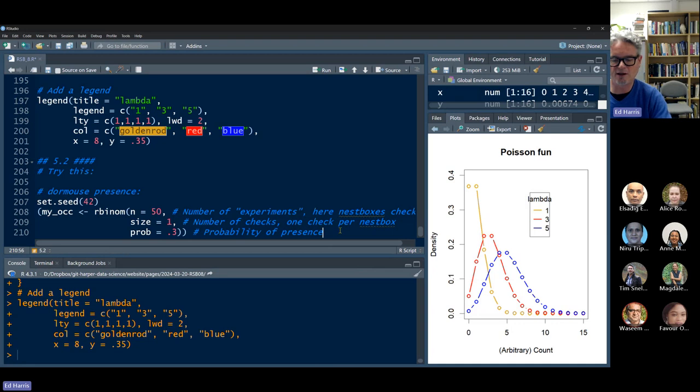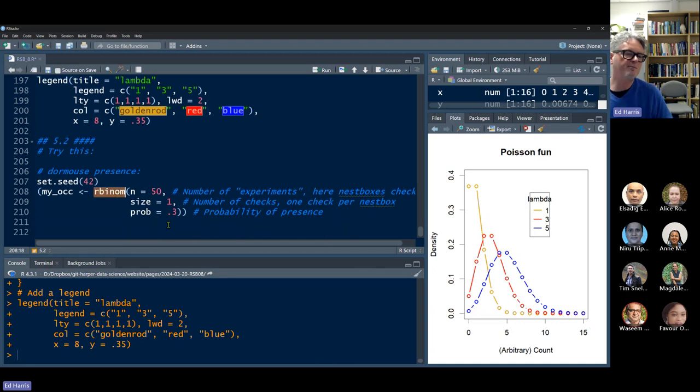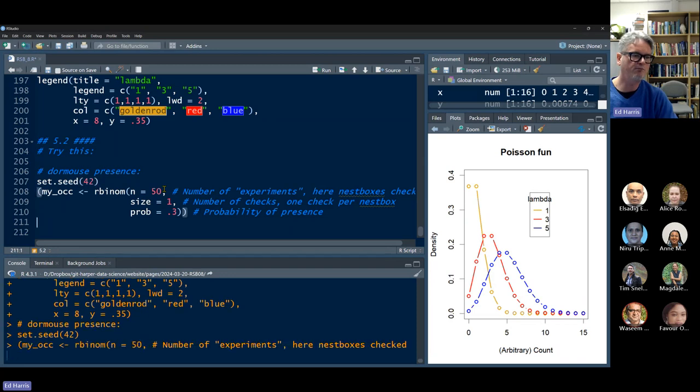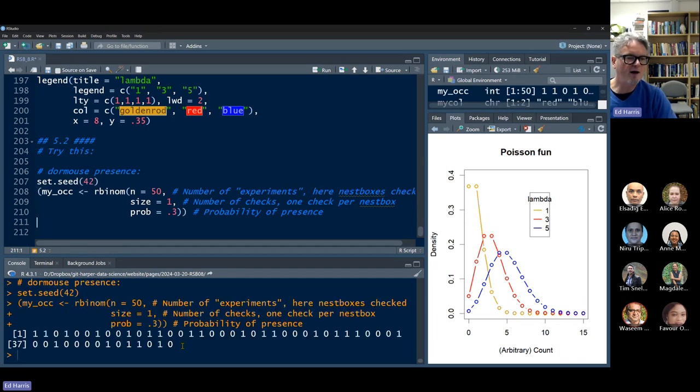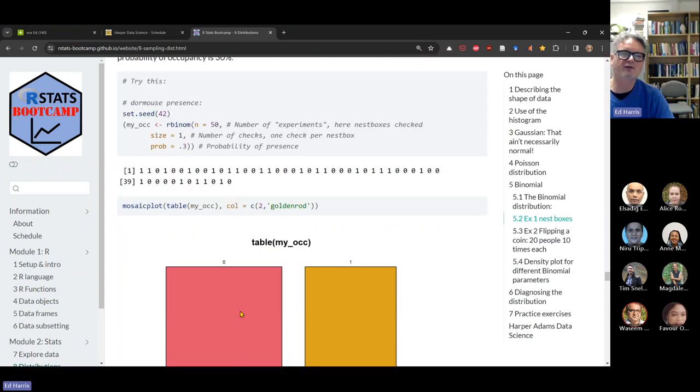So what this is doing is making a random binomial number. Here, we're doing 50 observations. Each observation is just one observation. And the probability of success or presence in this case is 0.3. Okay, so set seed. So we should have about 1/3 of our vector here be ones. So this is the population I've done.